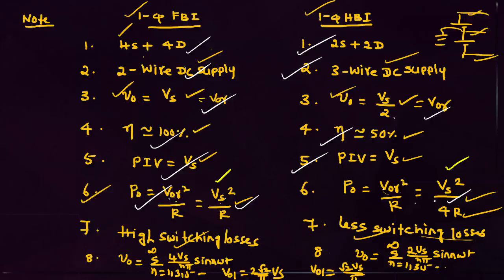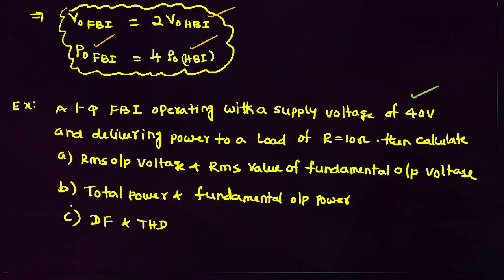As compared to the half bridge inverter, power is 4 times. As compared to the half bridge inverter, voltage is 2 times. High switching losses versus less switching losses. This is the instantaneous output voltage for the half bridge inverter and full bridge inverter. That is, the output voltage of the full bridge inverter is 2 times the output voltage of the half bridge inverter. Power output of the full bridge inverter is 4 times the power output of the half bridge inverter.